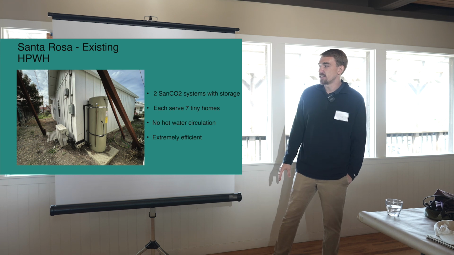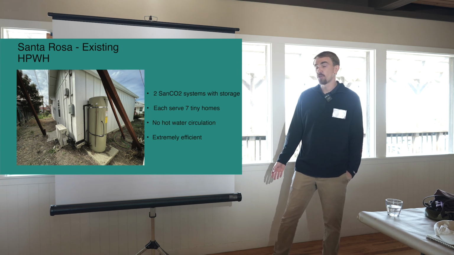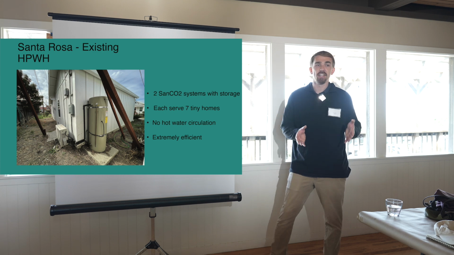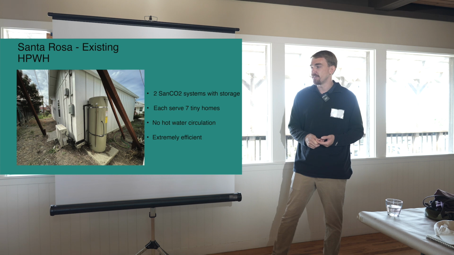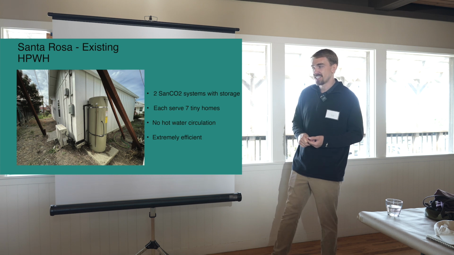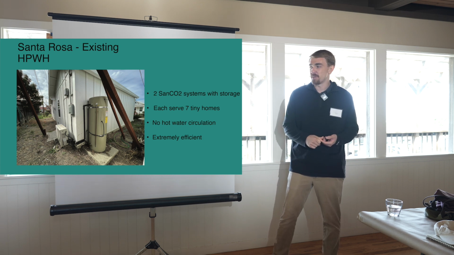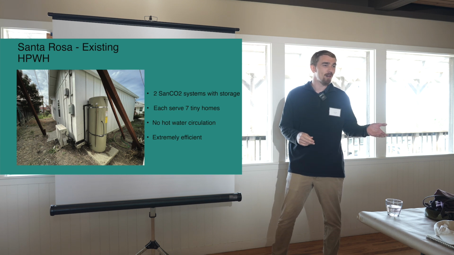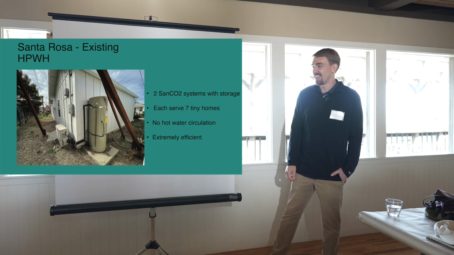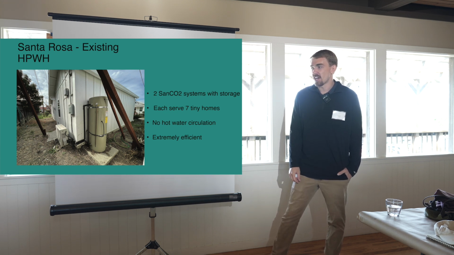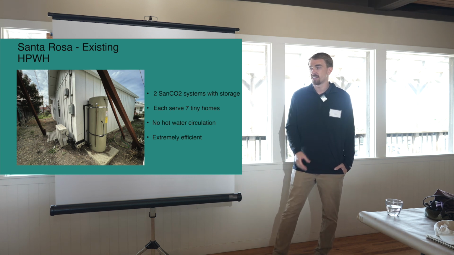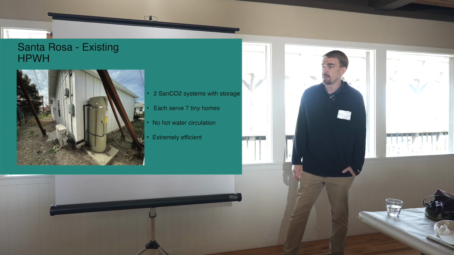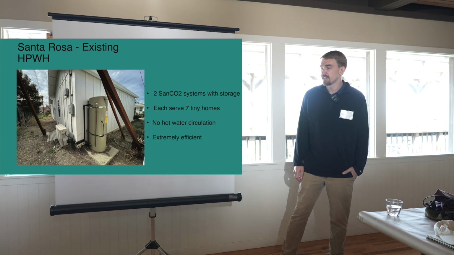So Santa Rosa were these 14 tiny homes and a heat pump system serving 7 tiny homes at a time. These Sanco 2 systems are extremely efficient. If any of you have worked with them, I haven't seen COPs higher with any other equipment, but I'm sure it's possible, but this is what I've seen. And this building does not have a recirculation loop, so those heat pumps always see nice cold incoming water. So we're just seeing really great COPs before we do anything with the controller in this building.